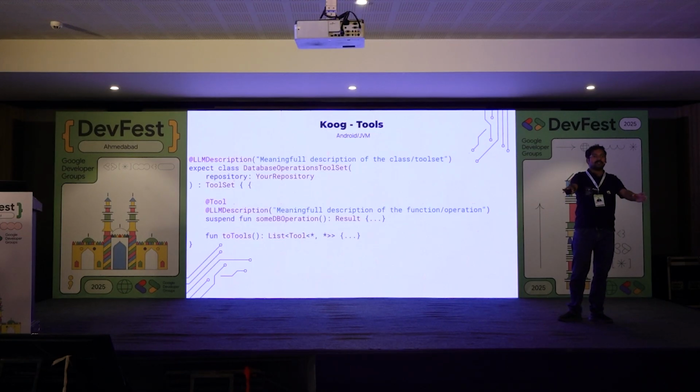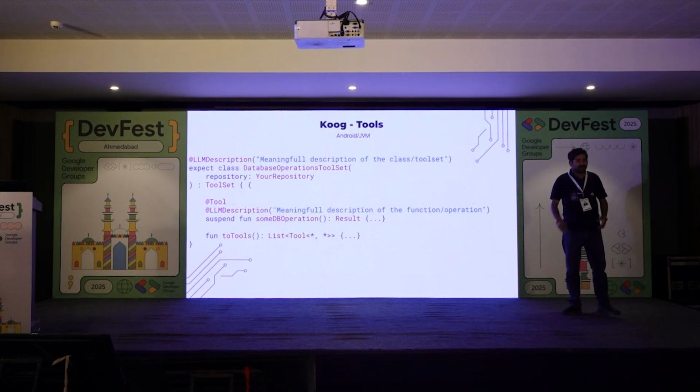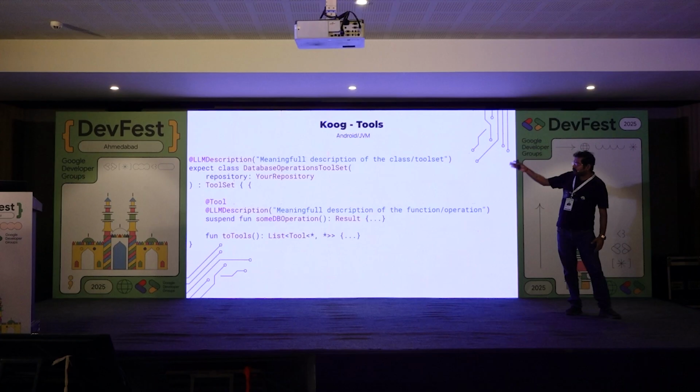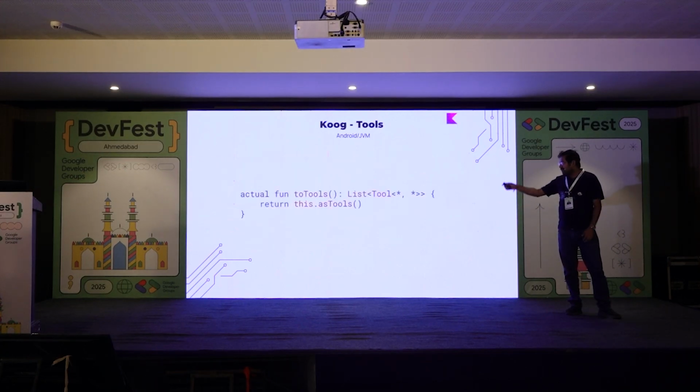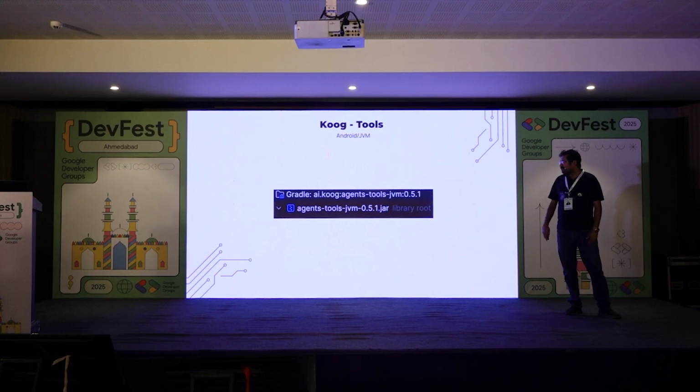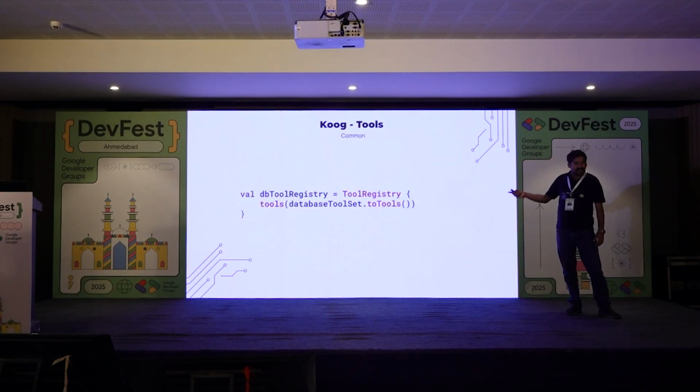Who all did documentation? Yeah, I can see a few hands. Good. We should all do documentation of the code we write. So now we pass the documentation in an annotation called LLM description, so that the LLM can understand what this function is supposed to do. And each function is called a tool. That's it. And then we create a list of tools and then pass it to the tool registry.